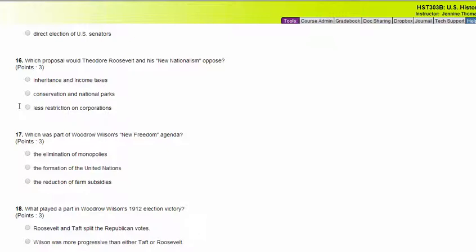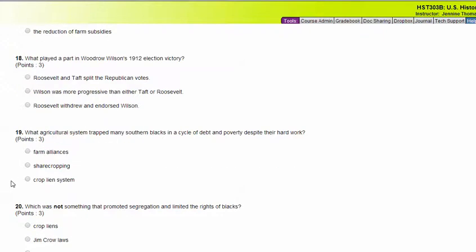Number 17, which was part of Woodrow Wilson's New Freedom Agenda? The elimination of monopolies, the formation of the United Nations, or the reduction of farm subsidies? Question number 18, what played a part in Woodrow Wilson's 1912 election victory? Roosevelt and Taft split the Republican votes, or Wilson was more progressive than either Taft or Roosevelt withdrew and endorsed Wilson.